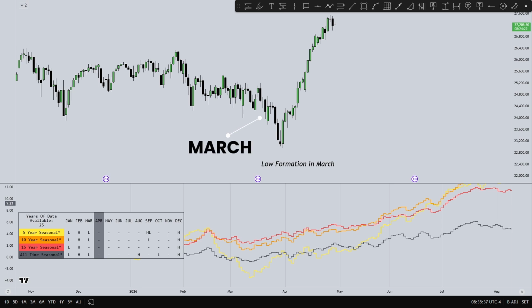Going into March, price had already been trading in a corrective phase. We can see a gradual distribution lower, weak structure, and eventually a push into sell-side liquidity. The sell-side liquidity raid is important because it aligns with what the data has been suggesting all along.